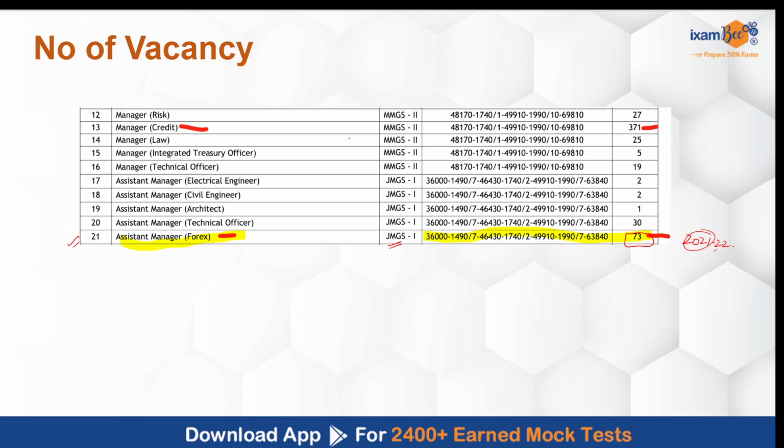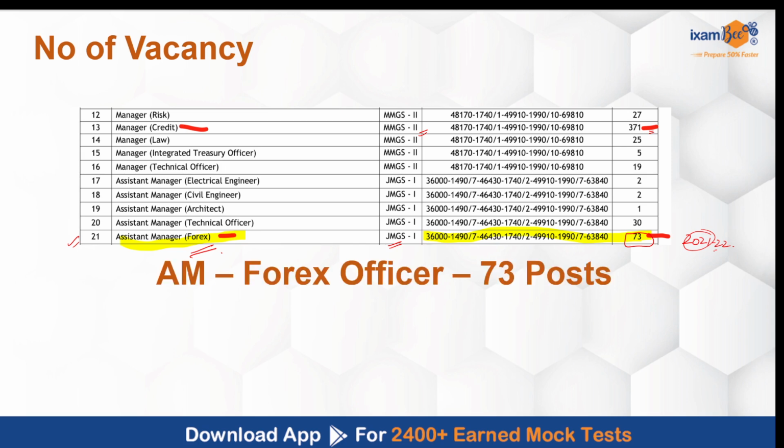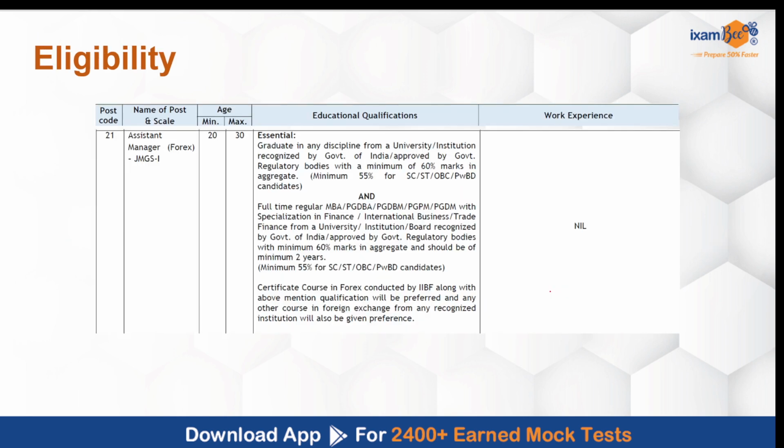So these are a few of the advantages or benefits of working in this department. Other big vacancies that have come out are in Manager Credit, which is a Scale 2 vacancy, and there are 371 vacancies. But as I stated, I will be talking about the Forex vacancy in this particular video, right? So these Forex officer 73 vacancies we will be talking about.